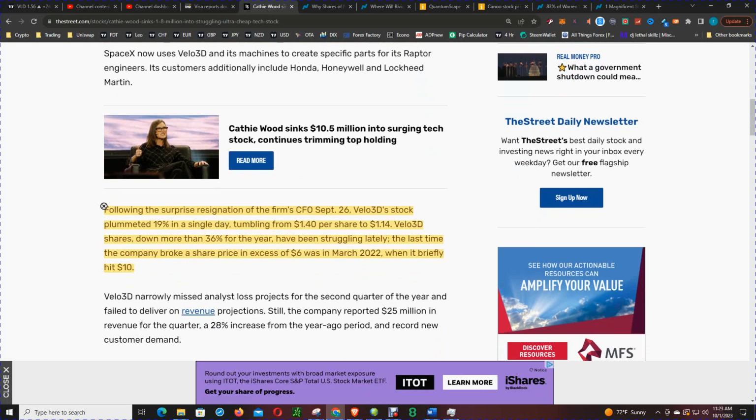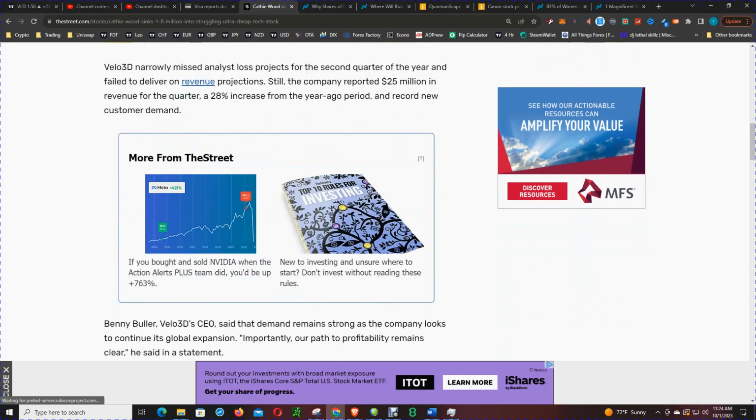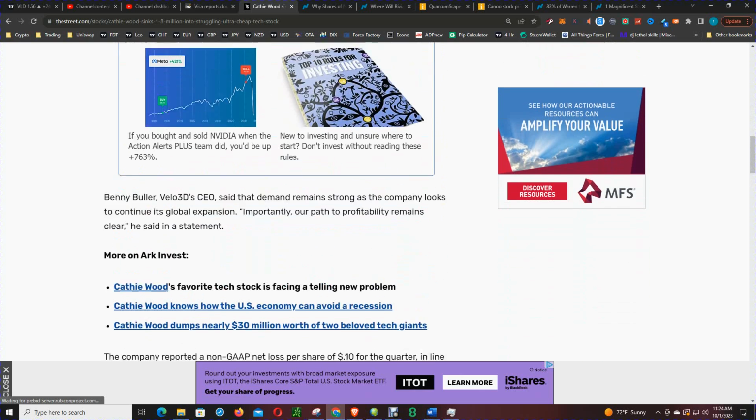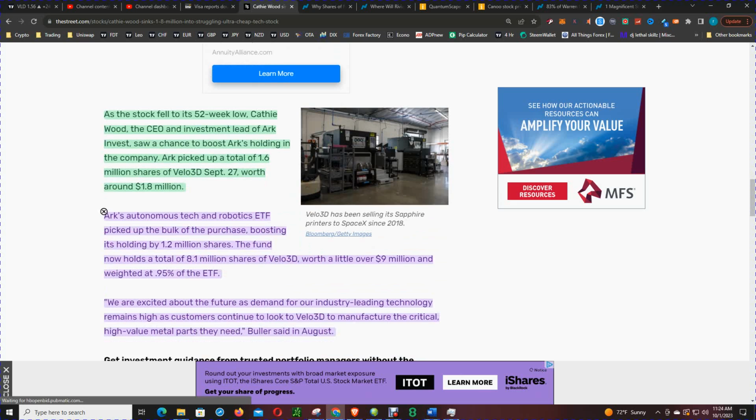Following the surprise resignation of the firm's CFO in September, about a week ago, Velo3D stock plummeted 19% in a single day, tumbling from $1.40 per share to $1.14. Velo3D shares, down more than 36% for the year, have been struggling lately. The last time the company traded at a share price in excess of $6 was back in March of 2022, when it briefly hit $10.